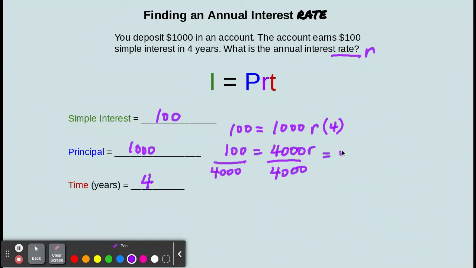And our R equals 1 over 40, right? Which is the same as 0.025, right? But in percent form, we multiply that by 100 or move the decimal place 2 places to the right. So our annual interest rate is 2.5%.